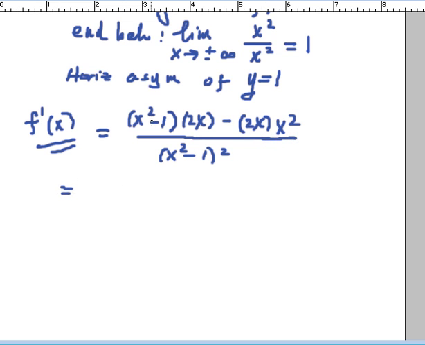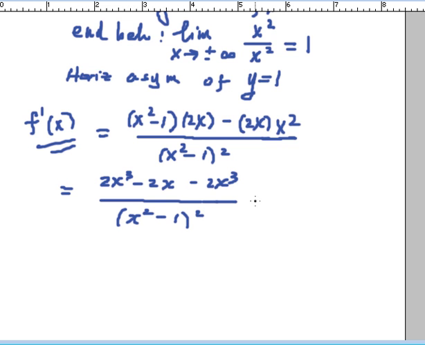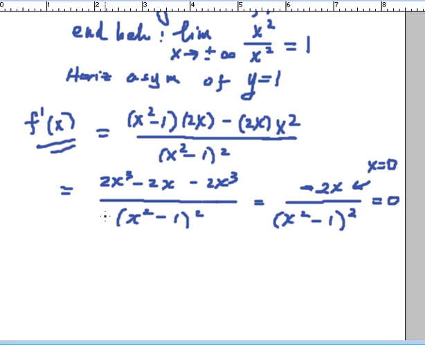All right, if we simplify that, here in the numerator we have 2x cubed minus 2x minus 2x cubed over that denominator. So what's that equal to? Well, that's minus 2x in the numerator, and in the denominator, x squared minus 1 squared. So we want to know when this is 0. Well, it's 0 when x equals 0, just when the numerator is 0.